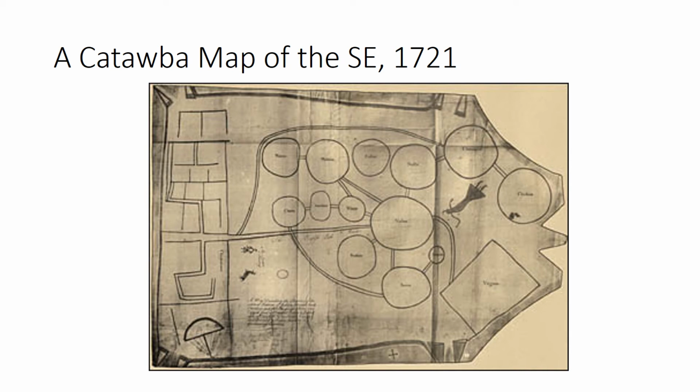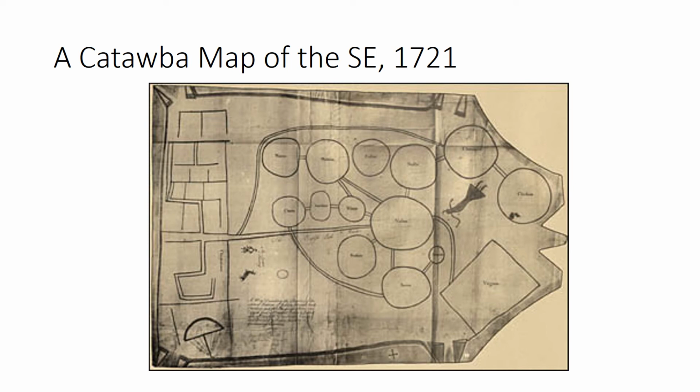Now, the map was drawn by a Catawba Indian. Catawbas lived in North and South Carolina, and it was commissioned by the royal governor in Charleston, South Carolina, who asked this Catawba man to draw him a map so that they, the English, would know more about the interior of what today we would call the American South, because the English were basically only along the coastline.